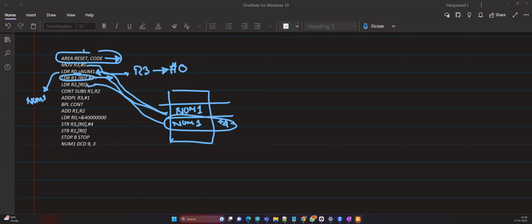PL or MI. PL means the negative flag is clear, which represents that the number is positive. So that line tells that R3, which contains the value 0, will be added with 1. Yes, R3 will be added with 1. Correct.